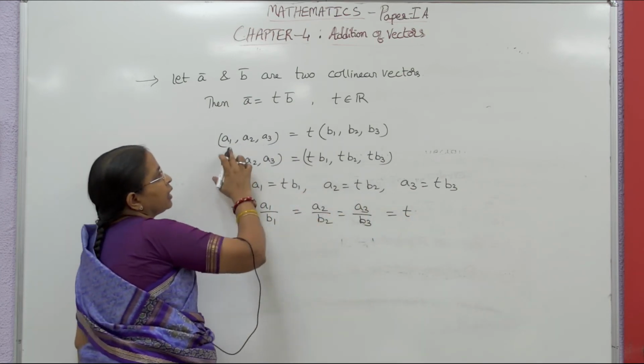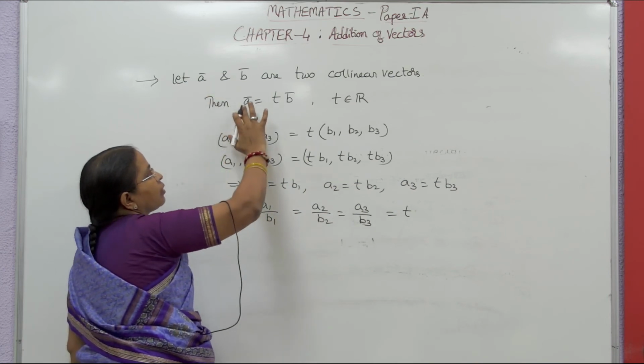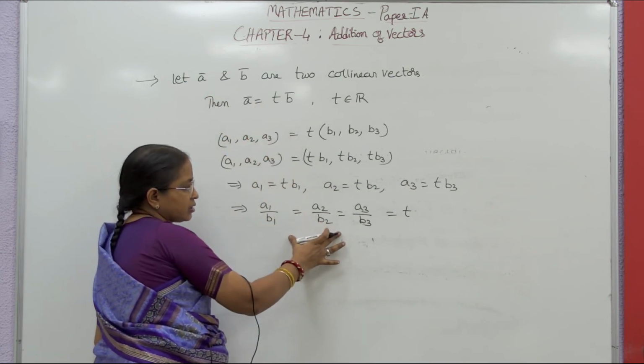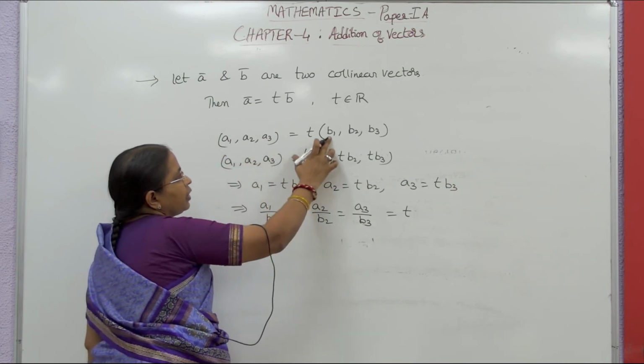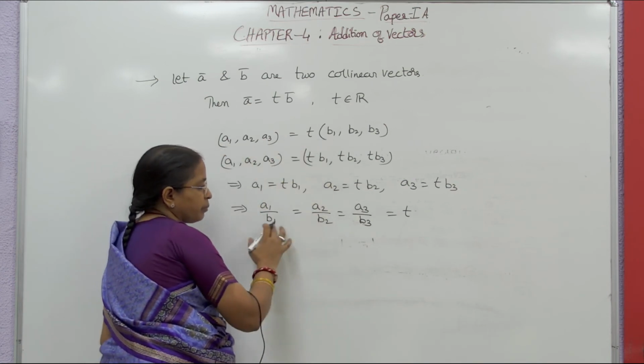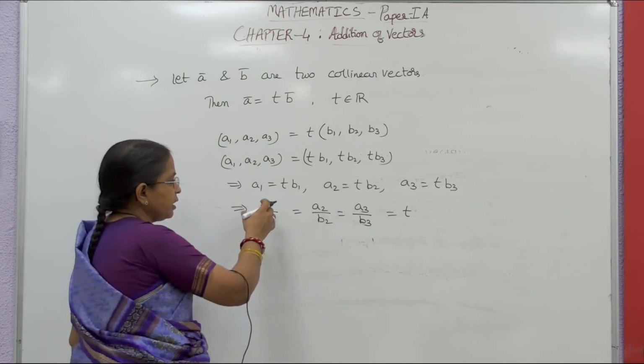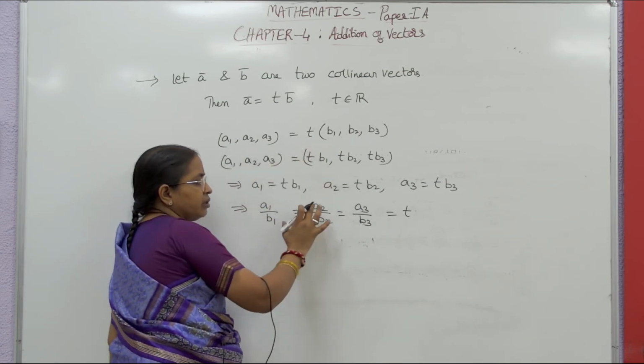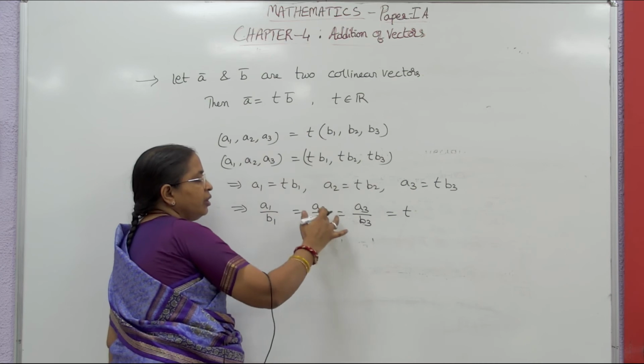So to prove that the vectors A and B are collinear, we use this concept. The corresponding coordinates should be proportional. The ratio should be the same: a1 by b1 is equal to a2 by b2 is equal to a3 by b3.